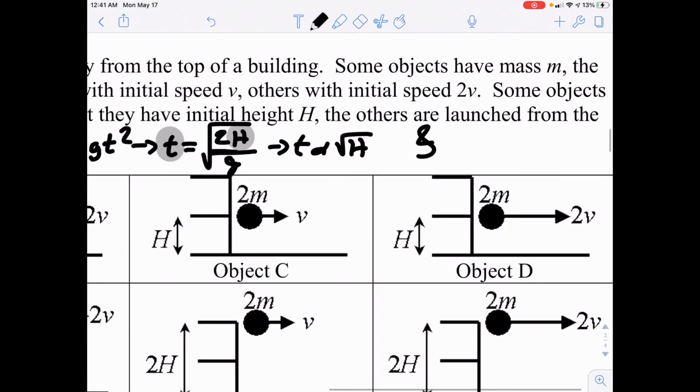And distance that it flies through the air is equal to velocity times time. Or x equals v naught x t would be the other way to write it. You could always write it like that too.